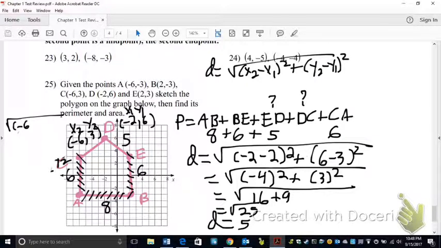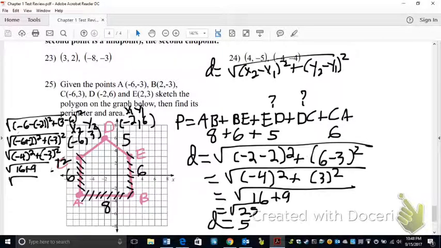So that's going to give us x2, negative 6, minus x1, negative 2, squared, plus y2, 3, minus y1, 6, squared. So we get negative 6 plus 2 squared plus negative 3 squared. We get negative 4 squared. Negative 3 squared is positive 9. So we get 16 plus 9, square root of 25, or 5. So again, we get 5.